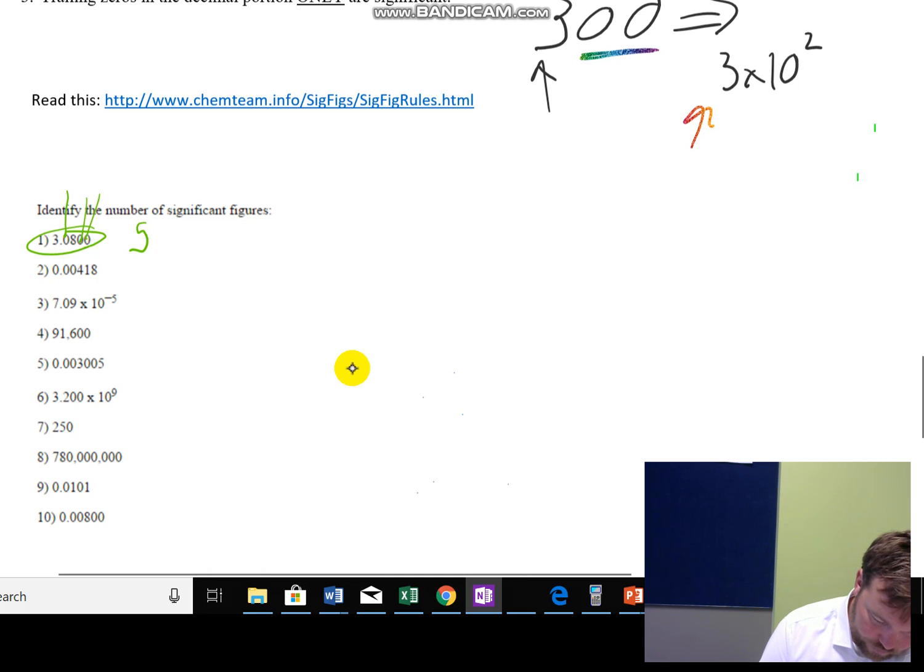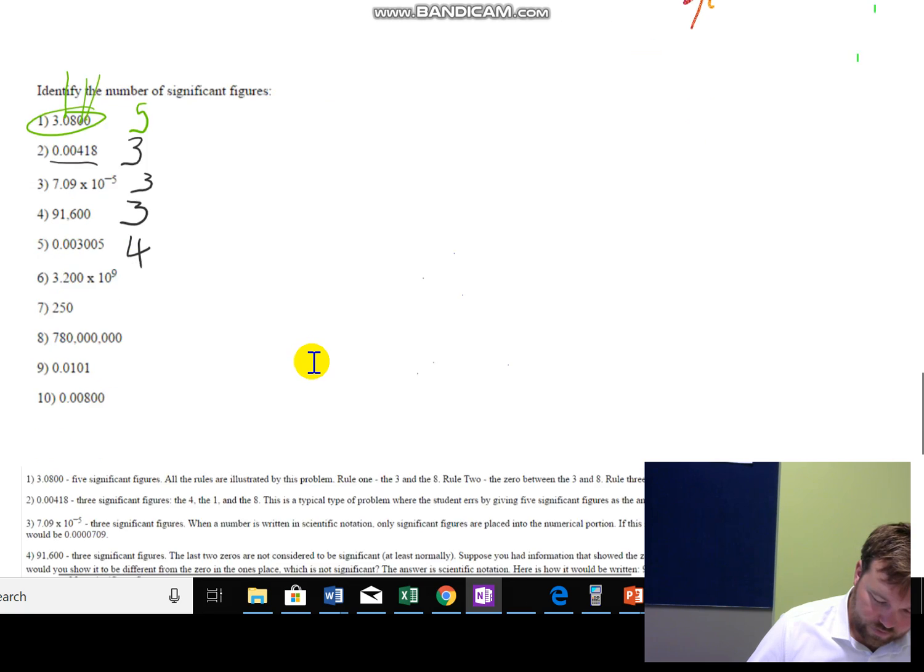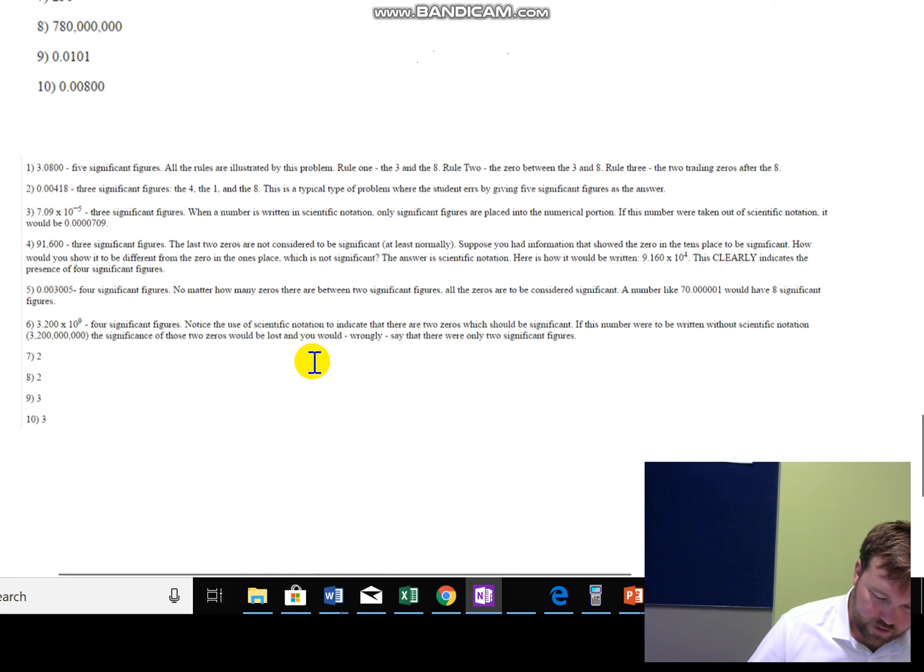This one here, the leading zeros don't count. They're just holding place. 3. This one here, the 0 in the middle is captured. 3. This one here, I believe that's a comma, not a decimal. Because it's a comma, those 2 zeros are trailing. Then, well, they're not after a decimal place, so they're not significant. 3. Here, those 2 are not significant. These 2 are because they're captured. 4. And in fact, if you read the rest, the answers are here, along with some explanations.